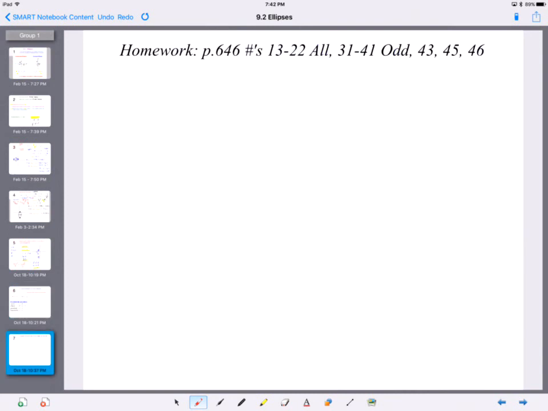So here's your homework, and the next one we will look at will be hyperbolas.